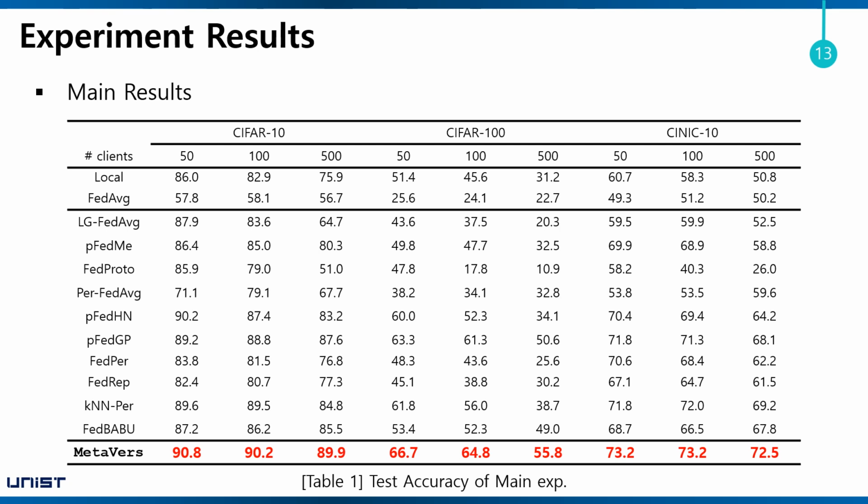This is the main result of our experiment. Our method's test accuracy was higher than any other method. MetaVers performs significantly better than similar methods such as PerFedAvg in that it utilizes meta-learning. MetaVers is better than FedAvg, KNN-Per, and pFedHN, which find a global representation among existing methods. I think it's because MetaVers has a better global representation.